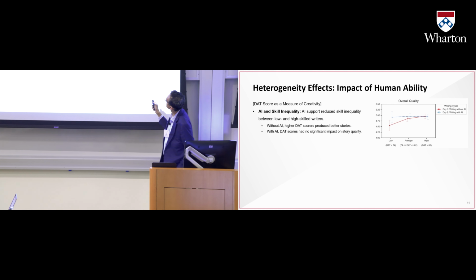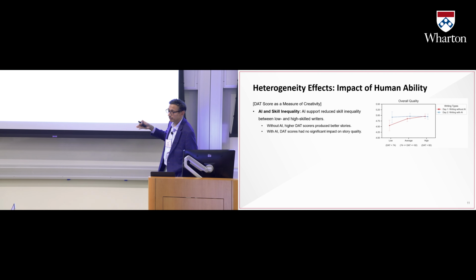So if you look at the DAT as a measure of skill level, in red over here, I have their overall quality on day one. And this is for people with low DAT scores, high DAT scores, and the people who came up with the DAT measure said that most people fall in the 74 to 82 range. And that's our average group. I've taken this test too, and I think I fall in the average group too. So I was very disappointed to learn that, but you live with it. And what you see is that on day one without AI, as you expect, people with higher creativity scores produce stories of higher overall quality. Not surprising. It means that the DAT measure is measuring something meaningful.